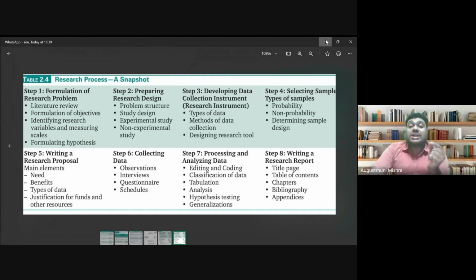So these are all the structured steps of structured research. In the case of unstructured research, people may not use all these steps, because a standard research follows all these steps. So that is structured and unstructured research.